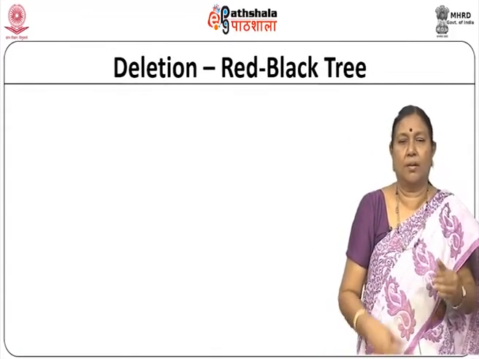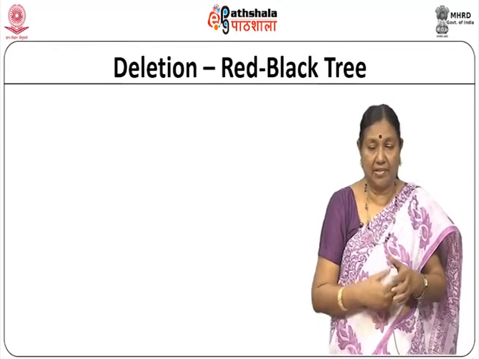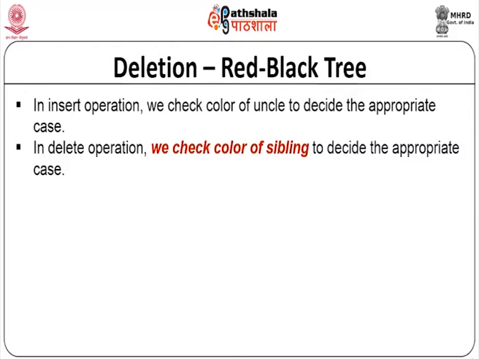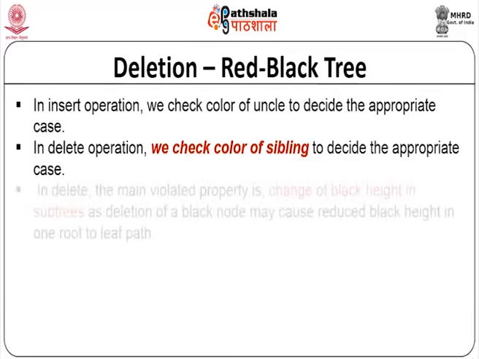Now, let us talk about deletion from a red black tree. In the insert operation, what did we do? We checked the color of the uncle to decide the appropriate case. So, there we had cases. In all the cases, we checked the color of the uncle and certain properties of Z, the node where the imbalance occurred. In the deletion operation, we check the color of the sibling to decide the appropriate case. So, it is slightly different from insert.